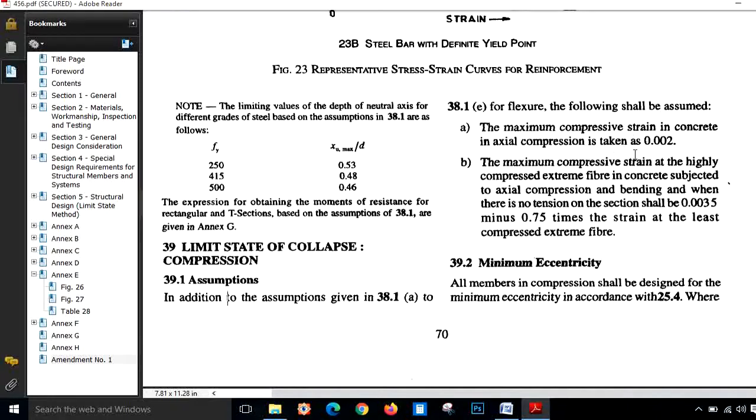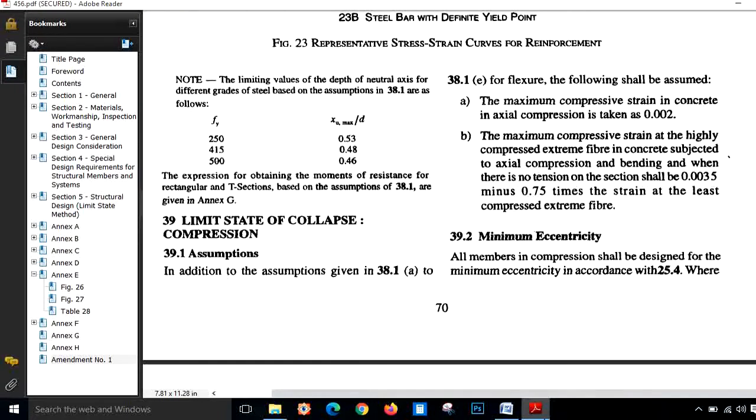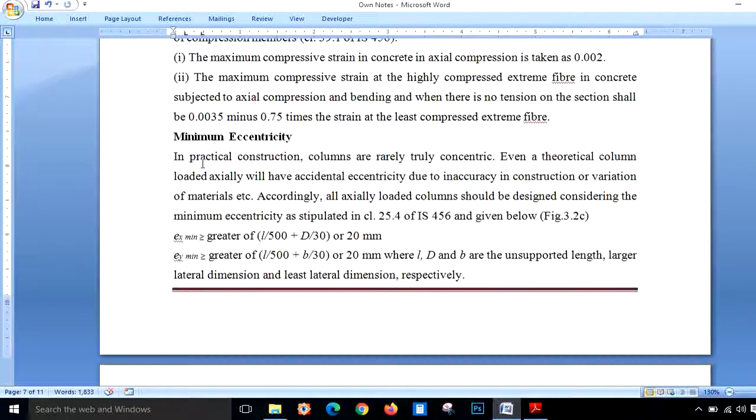The maximum compression strain at the highly compressed extreme fiber in a column subjected to axial compression and bending, when there is no tension on the section, should be considered as 0.0035 minus 0.75 times the strain at the least compressed extreme fiber. After this, we have to consider the minimum eccentricity while designing.